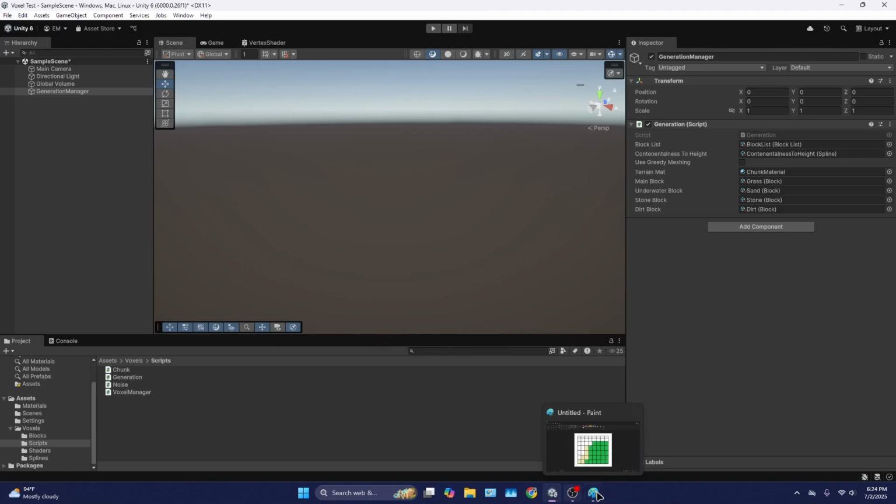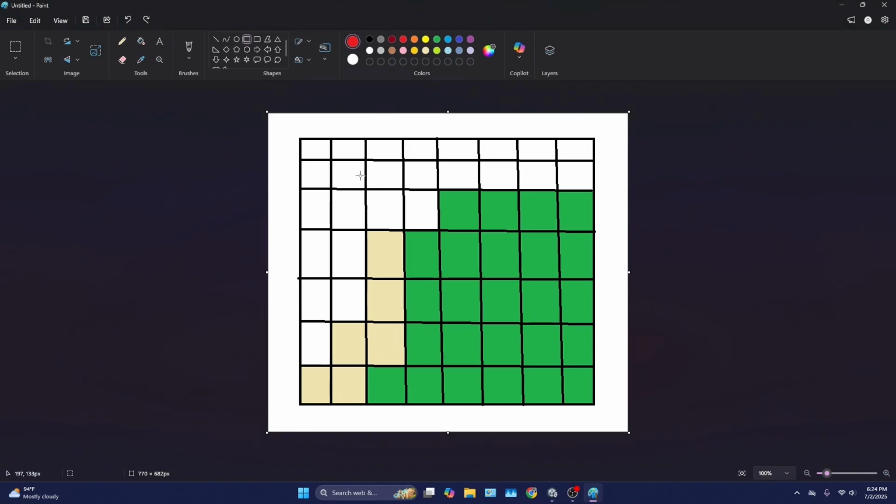So what is greedy meshing? Well, greedy meshing is basically a way to not draw as many vertices. As you can see, there were significantly fewer vertices when we use greedy meshing.